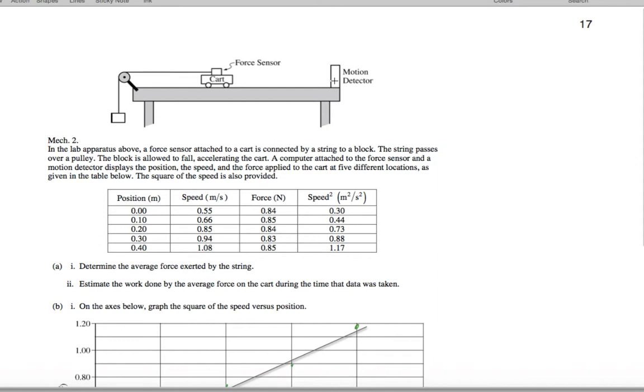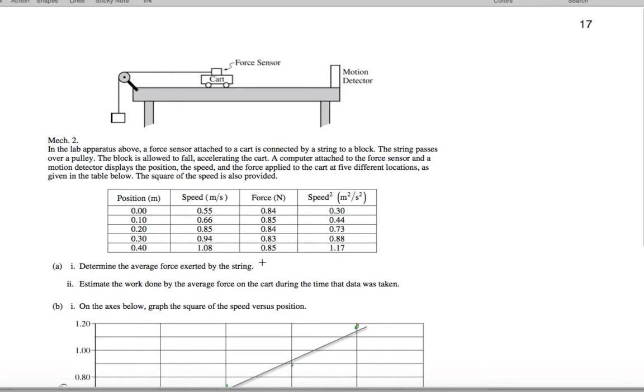So basically the situation is we have this mass hanging over a pulley. The pulley accelerates the mass and gets it moving. It accelerates the cart and gets it moving, and then we have this table of data that we're collecting from this force sensor and the motion detector. Took the speed, the force, and the speed squared. And we want to determine the average force exerted by the string.